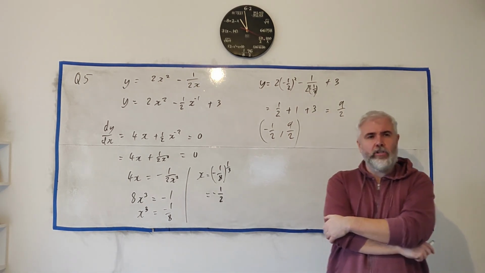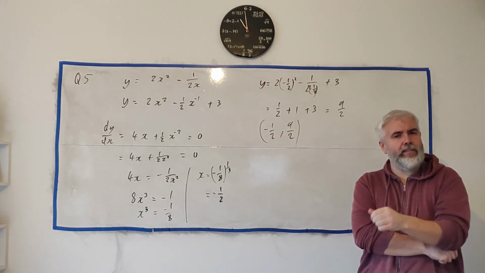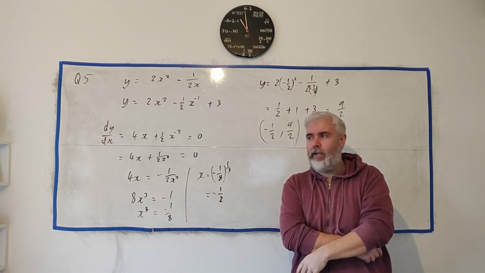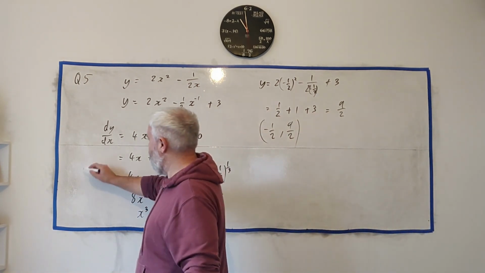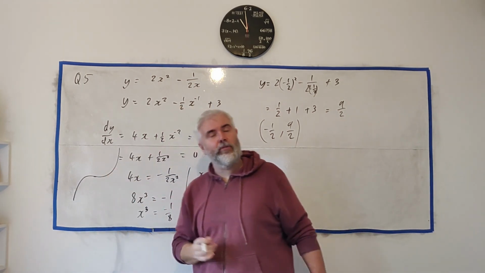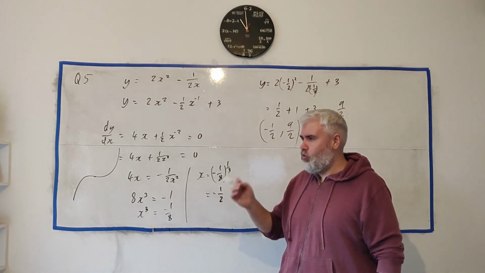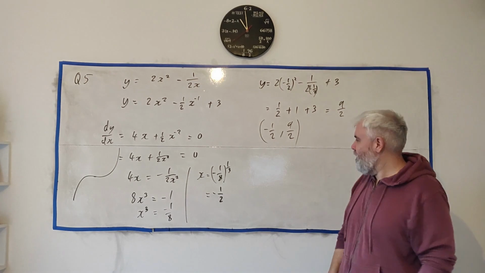Next for part B, they want you to determine the nature of this stationary point. That just means, is it a maximum? Is it a minimum? Is it neither? I guess you can have stationary points that look like that. Are they stationary points? I can't remember. There's always saddle points, stationary points, maximum, minimum. I think that's a stationary point.